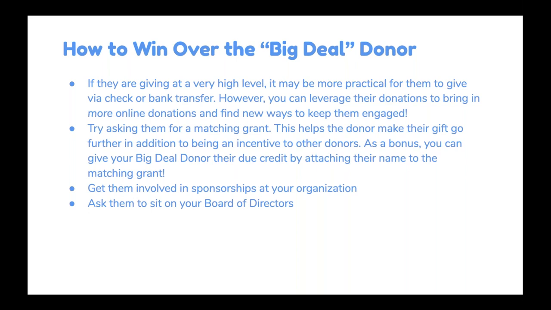One way you can do that is through a matching grant, which basically takes their big donation and offers it up as a one-to-one match, or an incentive for the donor. So a donor gives $50, the big deal donor matches their donation one-to-one and is able to turn that $50 into $100. And as a bonus, you can advertise the matching grant with your big deal donor's name and logo if they have a business through the Mighty Cause Matching Grants tool, so that they get the credit that they are due for providing that contribution.